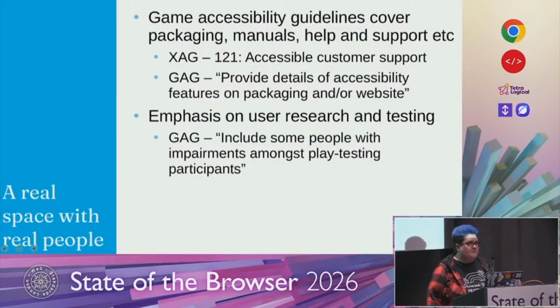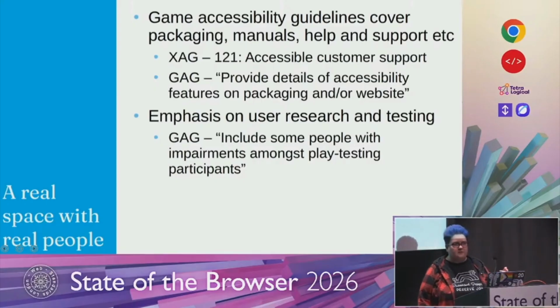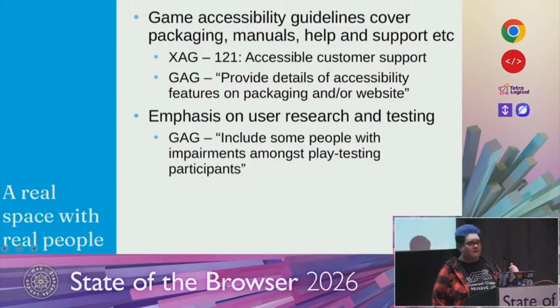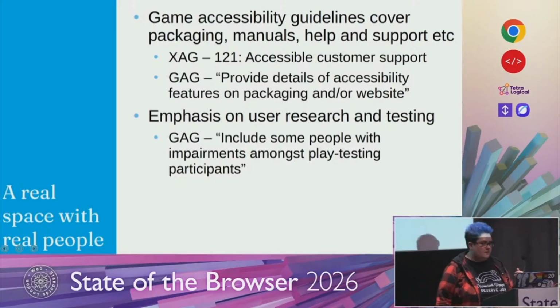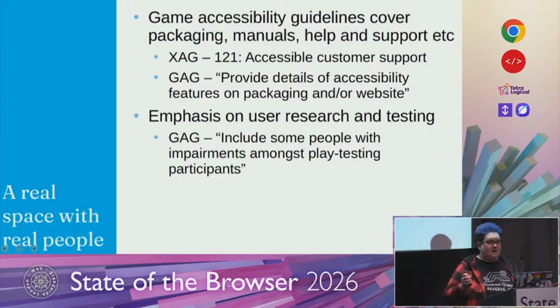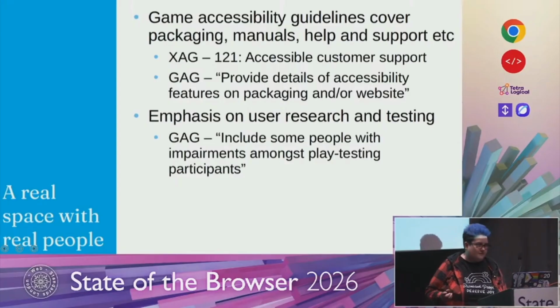And then real people in real spaces, because even though these are all digital products, people are using them in real life on actual computers. So the game accessibility guidelines cover this. The Xbox ones have one about accessible customer support, because what's the point if you've got accessibility issues with the website, and it says please email us, or please fill out this inaccessible web form? It's not great. So they have something like that.